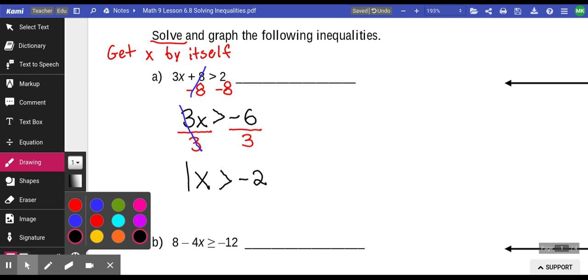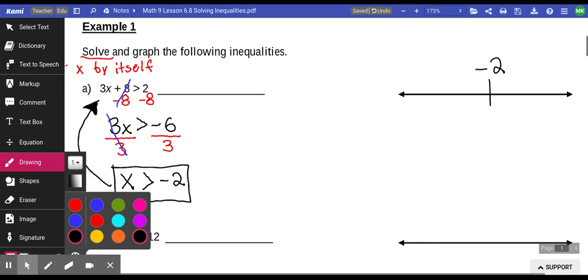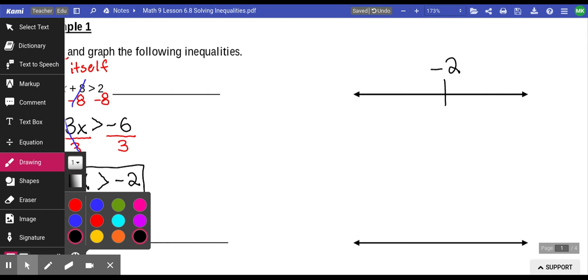This means my solution is that x is any number greater than or equal to negative 2. As long as x is a number that's greater than negative 2, it would make this original question true. It would mean that 3 times x plus 8 would be greater than positive 2. So our answer is x is greater than negative 2. If we wanted to graph that, at negative 2, we are greater than, so it's an open circle, and it's to the right, which means greater than.